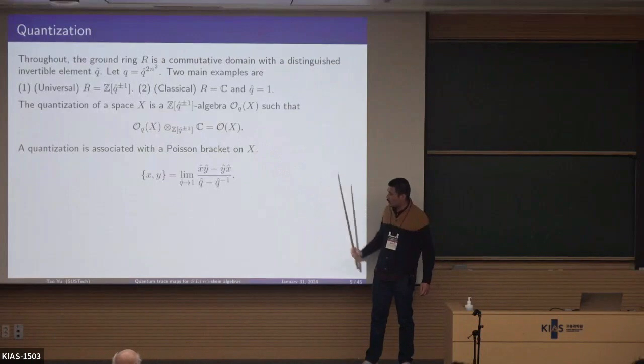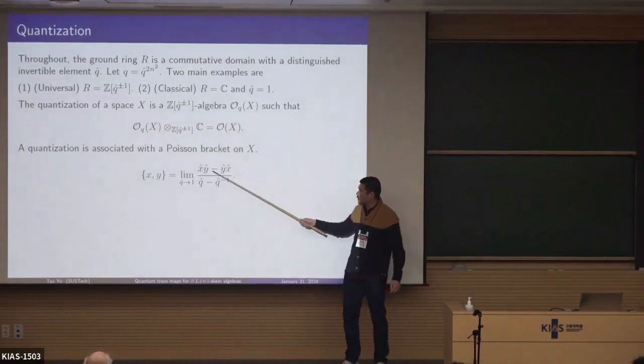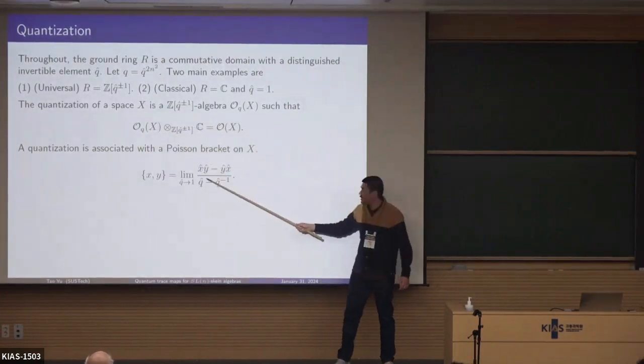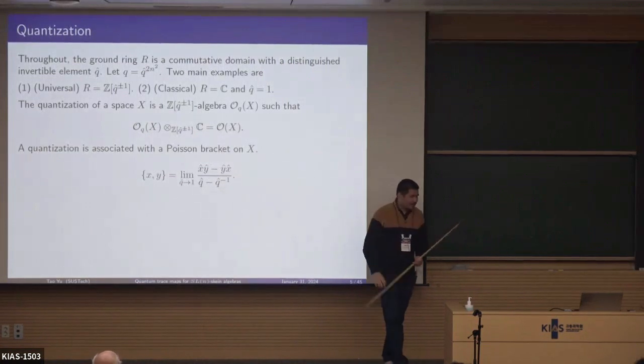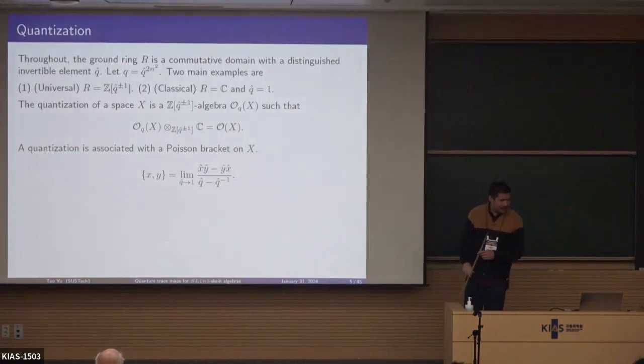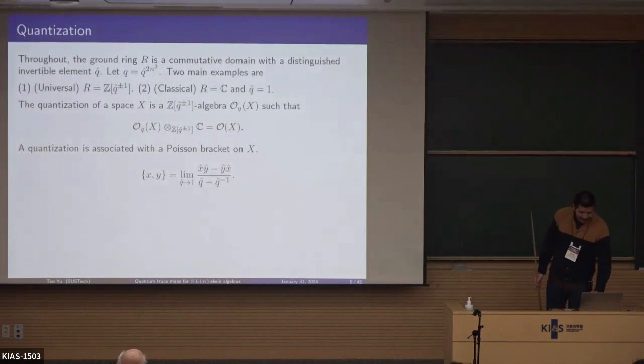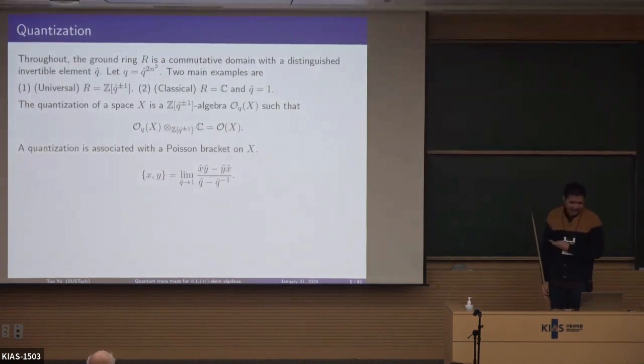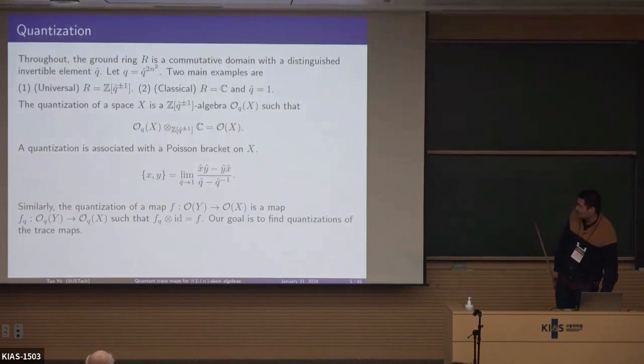Quantization is also associated to a Poisson bracket on the space. To take the Poisson bracket of two elements of this algebra of functions, you lift them to this quantum situation, take the commutator, divide by this thing, and then we take the limit as Q goes to 1. This is not a precise definition, but this is what you think of it. And this is the correct definition in physics, so we're going to use that.